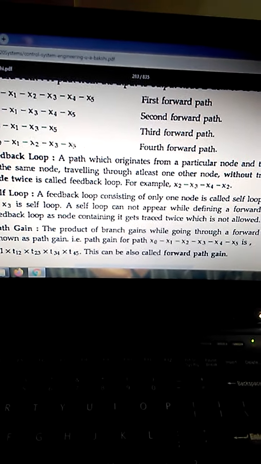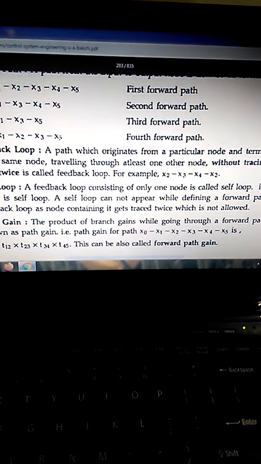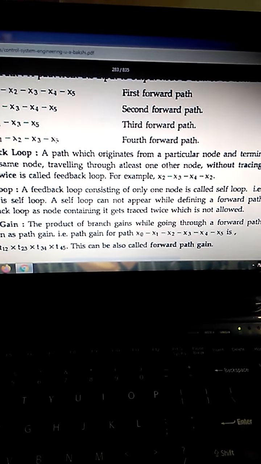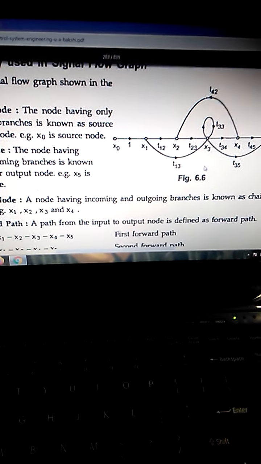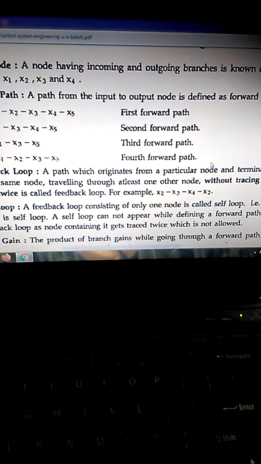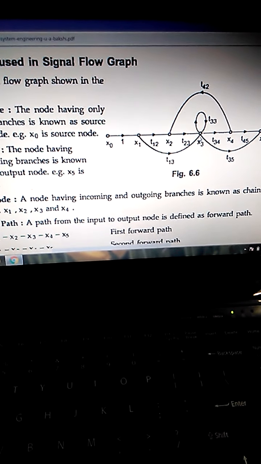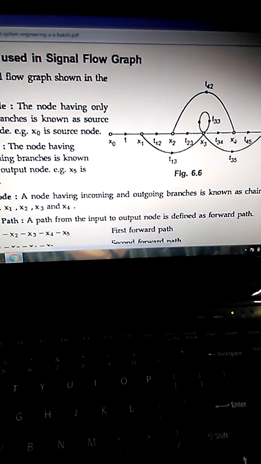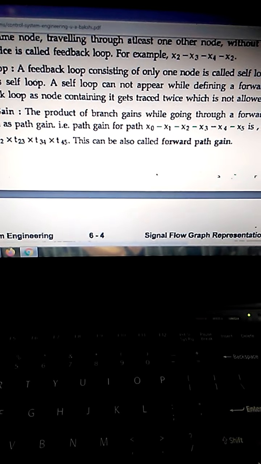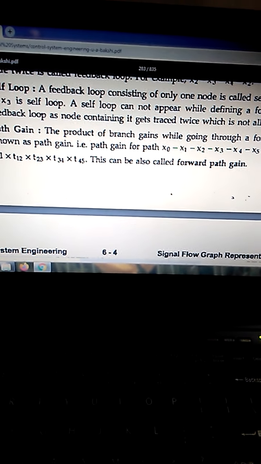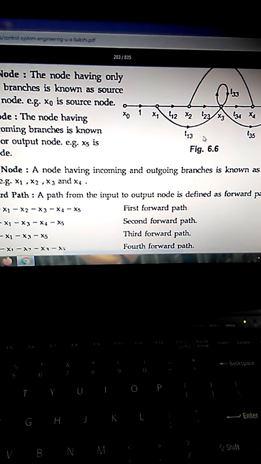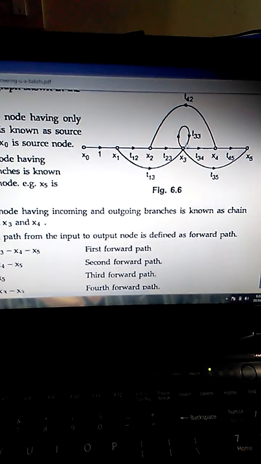Next one is feedback loop. It's a path which originates from a particular node and terminates at the same node, traveling through at least one other node. For example, x2, x3, x4, x2. Next one is self loop. A feedback loop consisting of only one node is called a self loop. In this case, x3 is the self loop because it starts and ends with the same node.